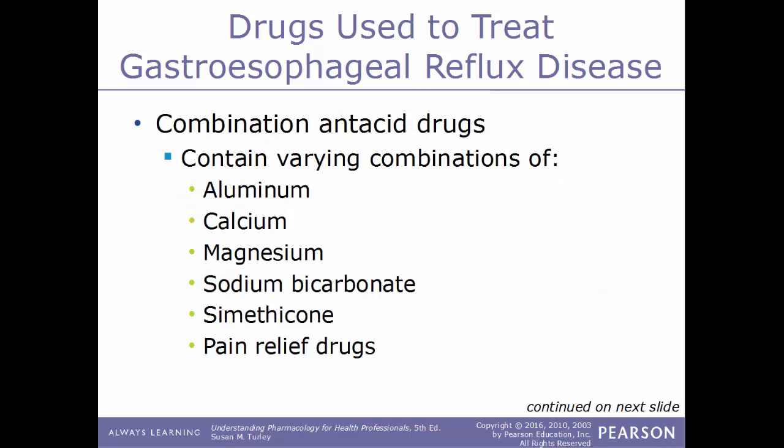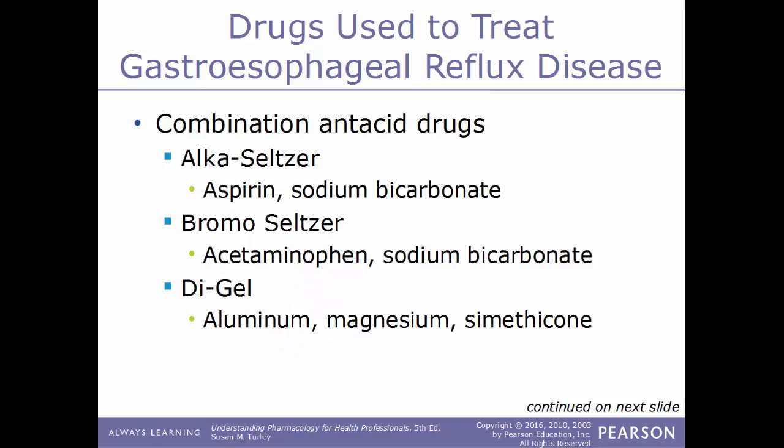Now, antacids can come in a combination drug, and these drugs would have combinations of the following components. It could be aluminum, calcium, magnesium, sodium bicarbonate, simethicone, and pain relief drugs. A combination antacid drug would be Alka-Seltzer. That's a combination of aspirin and sodium bicarbonate. Bromo-Seltzer, which is a combination of acetaminophen and sodium bicarbonate.